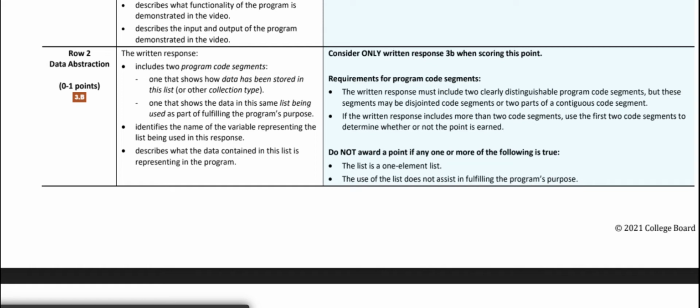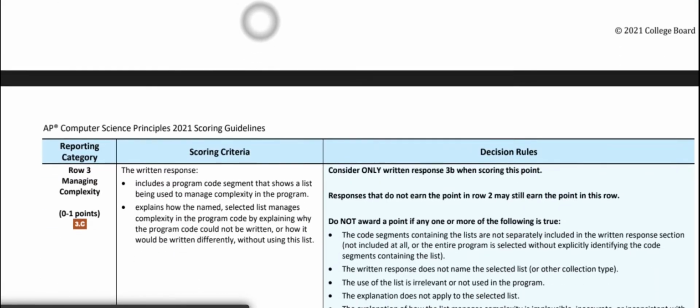Include 2 program code segments: one that shows how the data has been stored in the list. All they have to show is var numList with all the numbers in, or whatever it is. And one that shows that the data in this list is being used, so there's another segment where you're calling that list and then traversing it or doing something. And then in the written part, you have to identify the name of the variable representing the list and describe what the data contained in this list is representing. Is this list of numbers, names, colors, ages? What is it? Again, really should be an easy one, looking only at 3B.